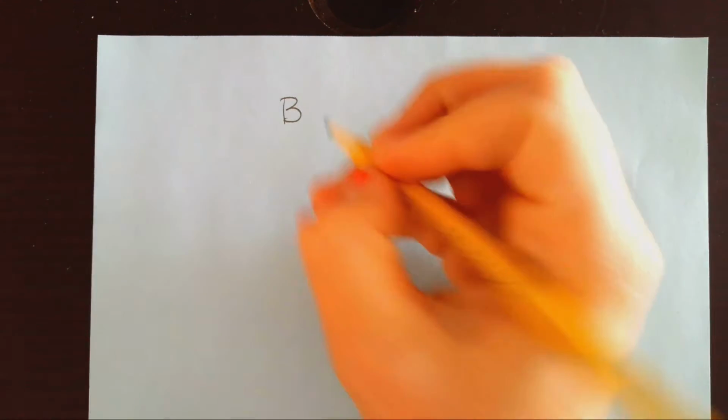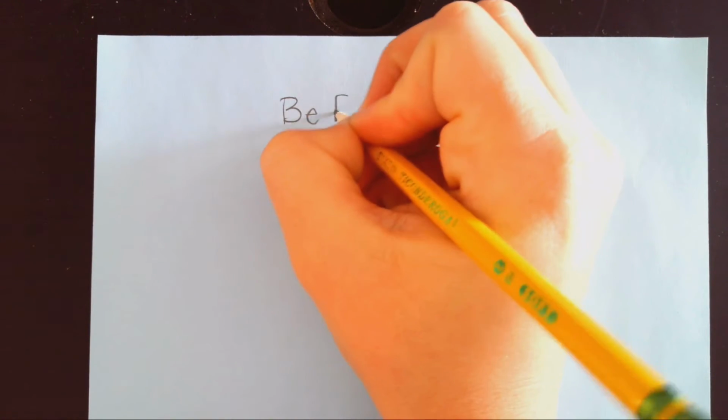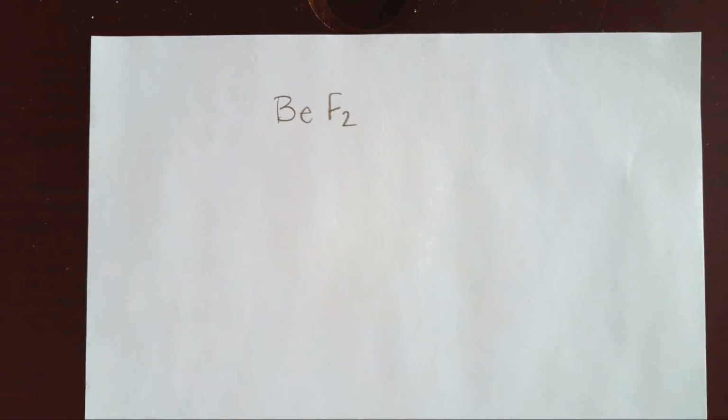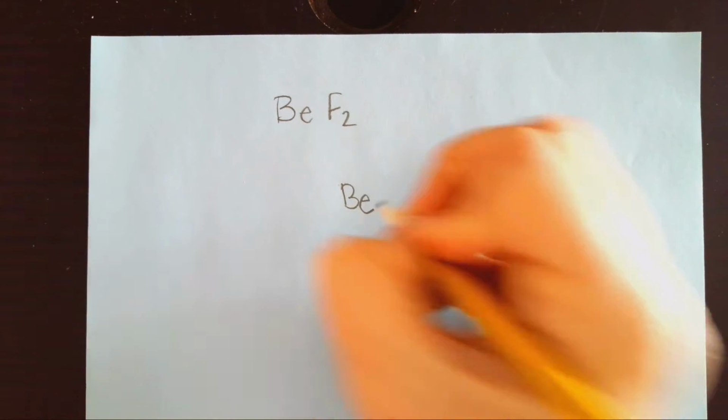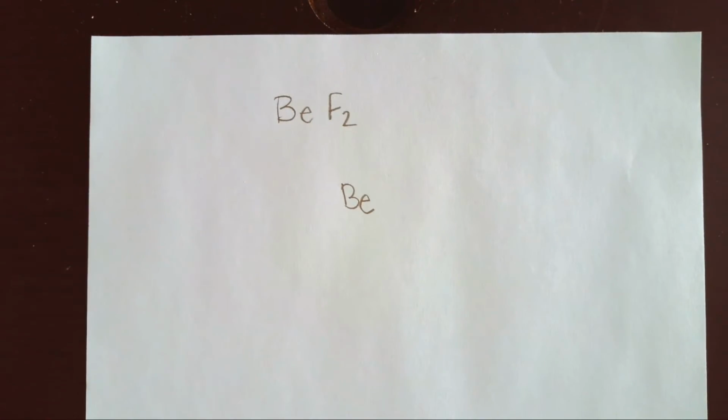All right, we're going to do the Lewis structure for BeF2. Okay? First step in doing a Lewis structure for a molecule is to start with the first atom. So in this case, it's Be. So we're going to write Be. Okay, we're going to start with the first one.